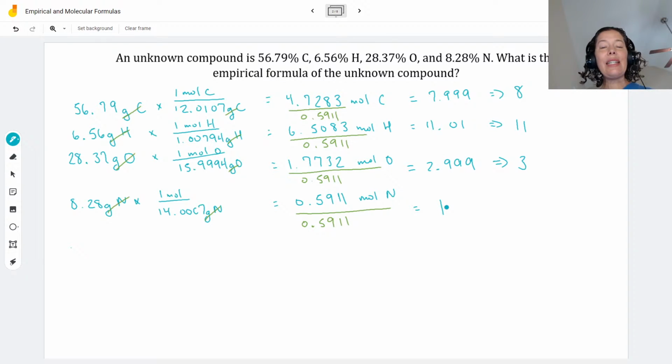So this gives us our empirical formula. It gives us the ratio of all of the atoms. So if I'm writing the empirical formula for this unknown compound, I'm going to write C8H11O3, and then just N for nitrogen. So again, this is why we go for the closest whole number. You would never see a molecular formula or an empirical formula that says carbon 7.999, right? We always work with whole numbers here. So you want to, again, look for that closest whole number.